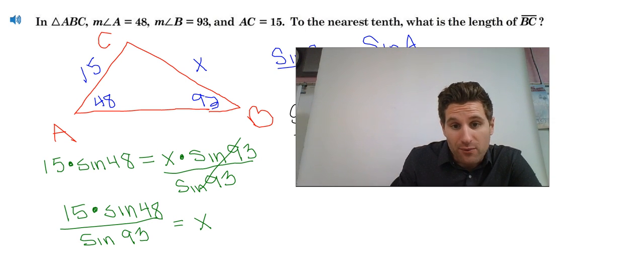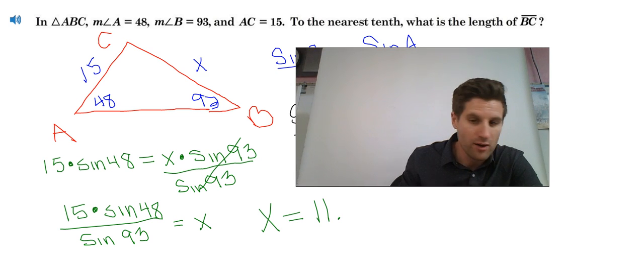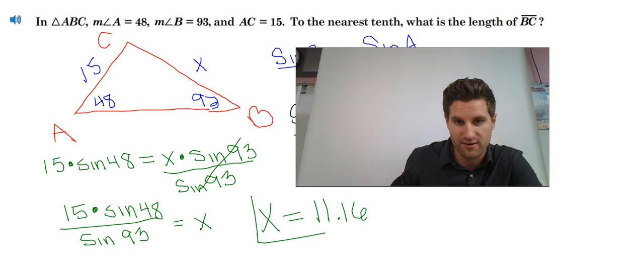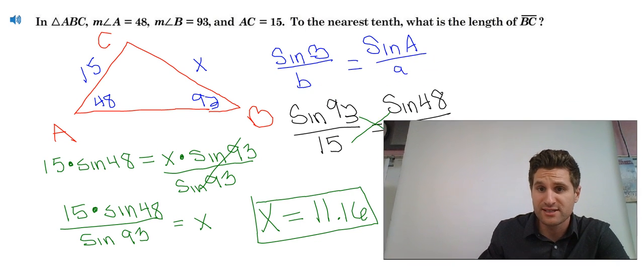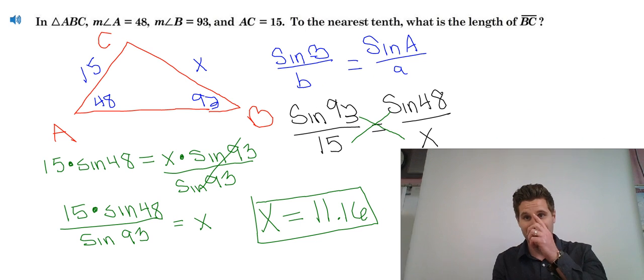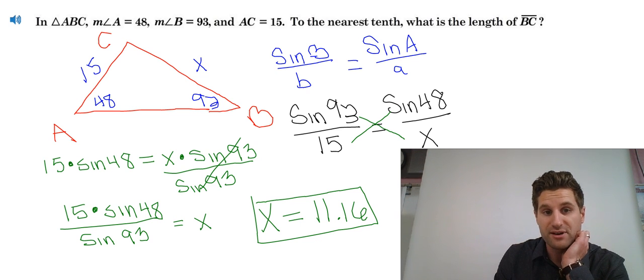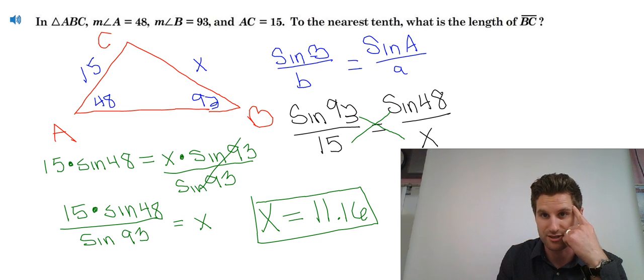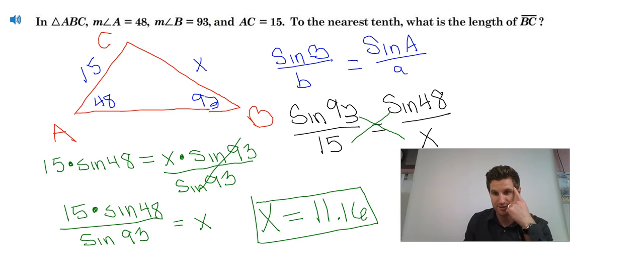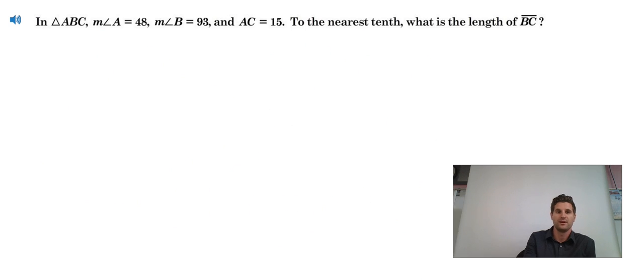Now we should check that it's reasonable. 11.16, okay? Is this a reasonable answer? Yes, it is. The way I know it's reasonable is because 93 is bigger than 48, so 15 should be bigger because it's across from a bigger angle. 11 is smaller than 15, and 48 is smaller than 93, so it makes sense. This is good news for us. All right, let's look at another problem.